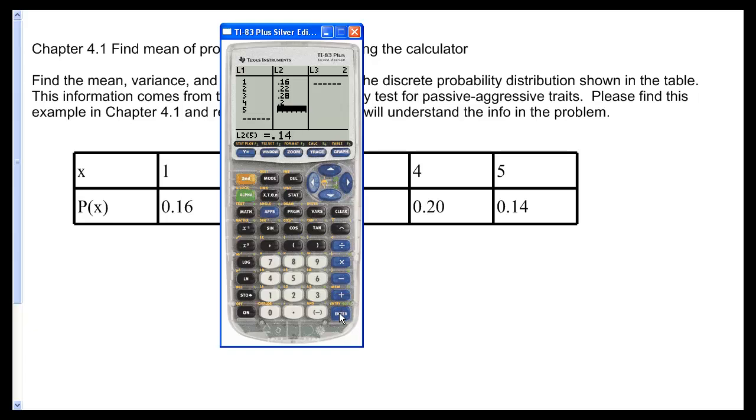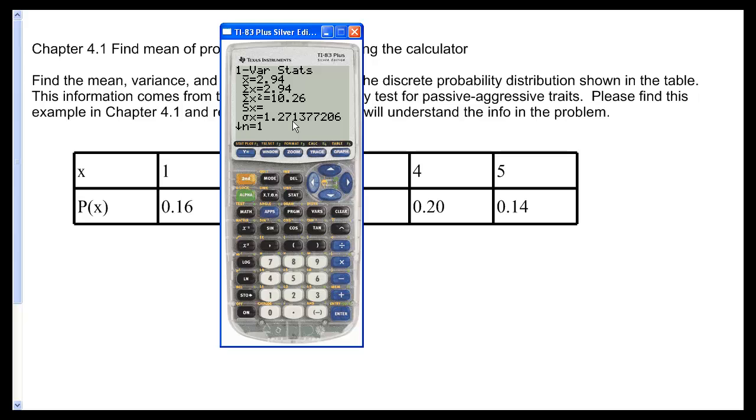So when you get ready to do this, all you have to do now is go back to stat, go over to calculate, and choose one variable stats. But I have numbers in L1 and L2, so I need to tell the calculator I have numbers in both. So I'm going to press this yellow key and 1, because L1 is written in yellow. Then I put a comma, press the yellow key again and tell the calculator I have numbers in L2, and press enter. Here's my mean, which is 2.94, and here's the standard deviation, which is 1.271.